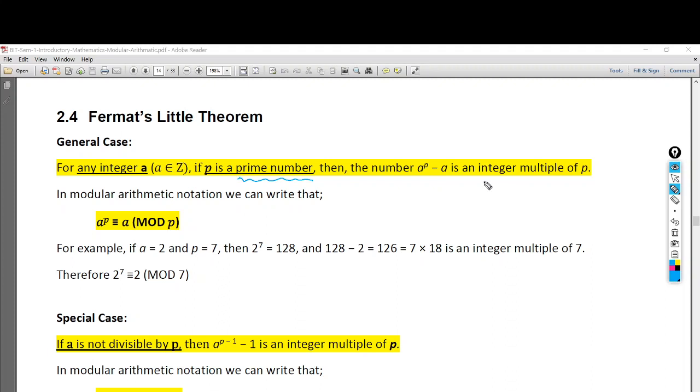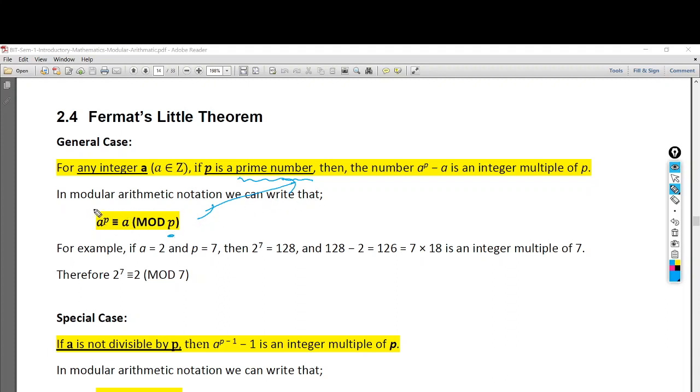In a simpler way, we can say if p is a prime number, a to the power p is congruent to a in mod p. That is the easier way of telling it. You can see this is the same as this. When we say a to the power p is congruent to a mod p, it means a to the power p minus a is divisible by p. Same thing.